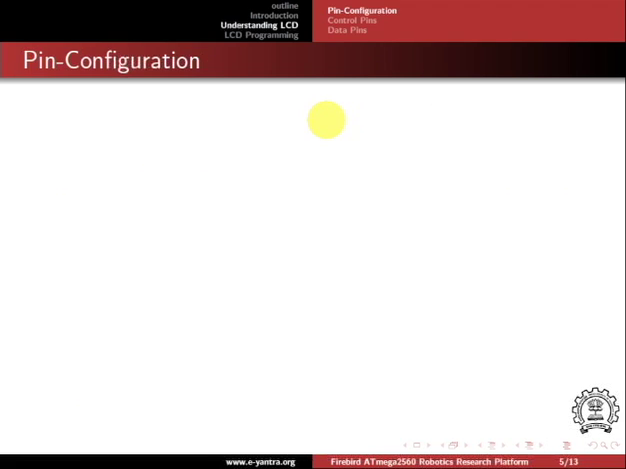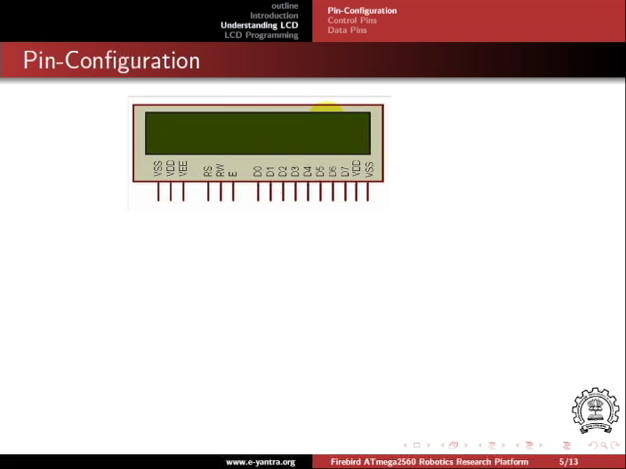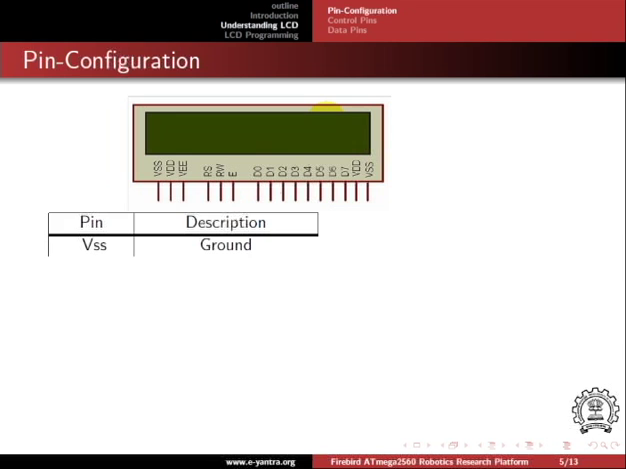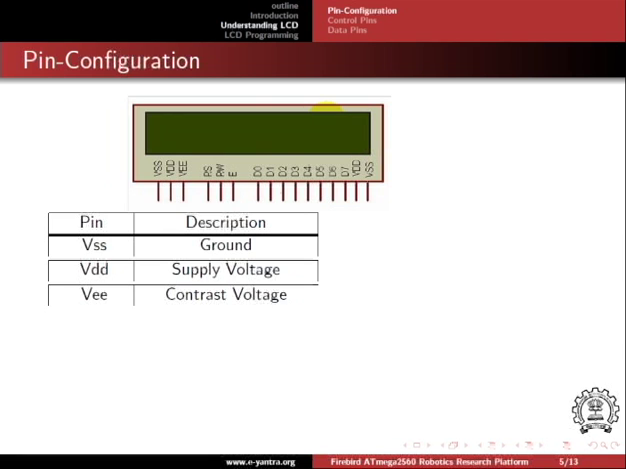Now let us see the pins of LCD in details. LCD is a 16-pin device as shown here. Now we will see the function of each pin one by one. First pin is VSS, or the ground pin. Second pin is VDD, or the supply voltage. Third pin is VEE, or the contrast voltage adjustment pin. Normally a pot or potentiometer is connected at this pin, and by changing the pot, contrast of LCD display can be changed.